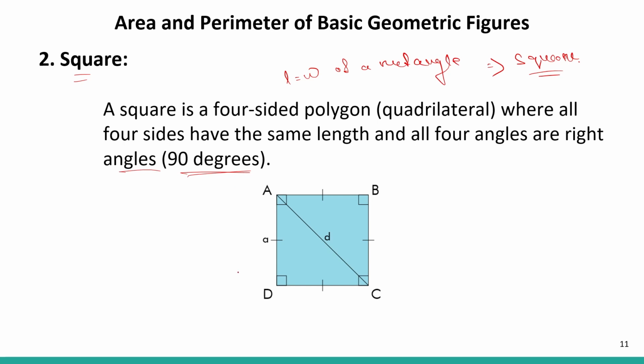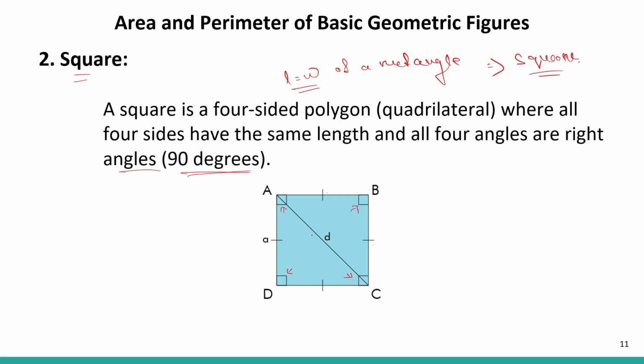As you can see here, this is nothing but a rectangle. All the angles are of 90 degrees: this angle is 90 degrees, this angle is 90 degrees, and these two are also 90 degrees. And what is the extra condition right here? The extra condition is that length must be equal to width. So these are all length, denoted as A right here. All four sides have the same length, that is A, and the diagonal length will be the same for both.